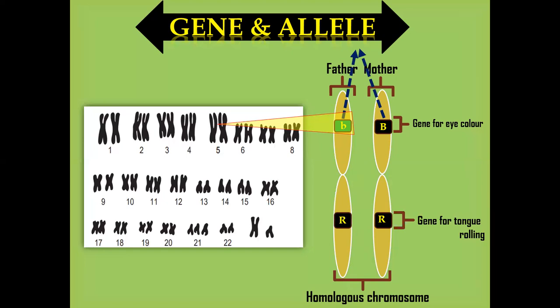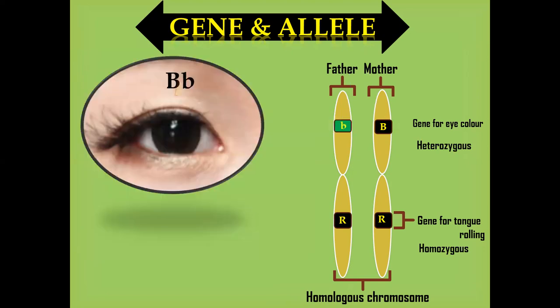Now these alleles may be heterozygous. For example, one is the dominant capital B, and the other is the recessive, represented by lowercase b. These are heterozygous. But if they are similar, they are represented with the same uppercase letter, homozygous dominant. We're going to emphasize this concept.